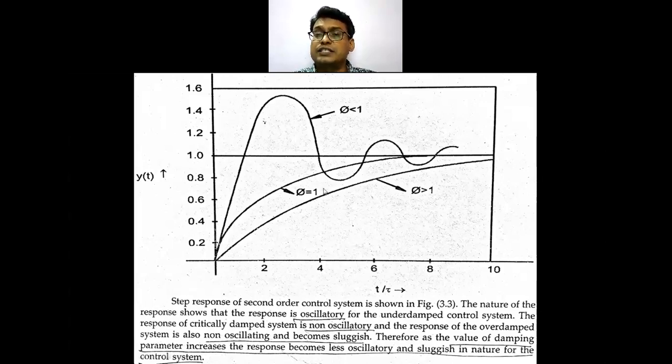The system is taking more time to respond. So that depends on the value of phi. So for the step response of the second order control system, the nature of the response shows that the response is oscillatory for the underdamped system. Then the response of the critically damped system is non-oscillatory, and the response of the overdamped system is also non-oscillatory, but becomes sluggish compared to phi equals 1.